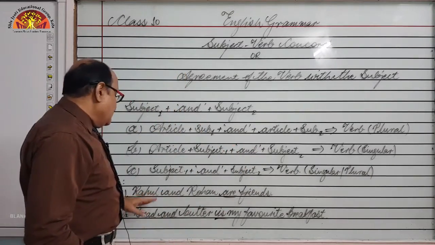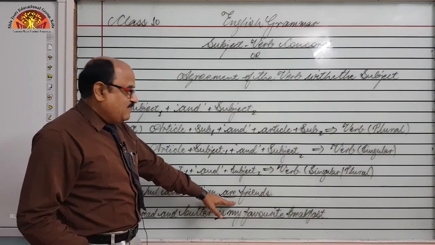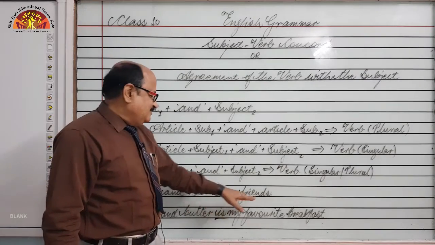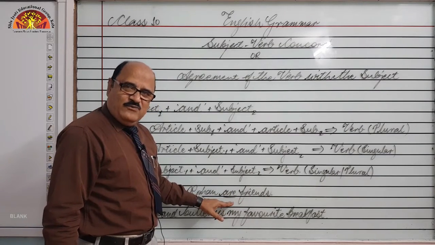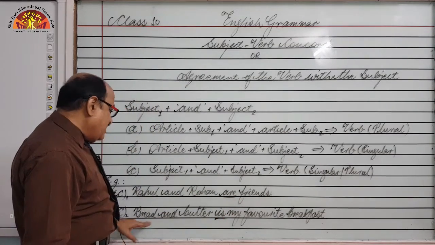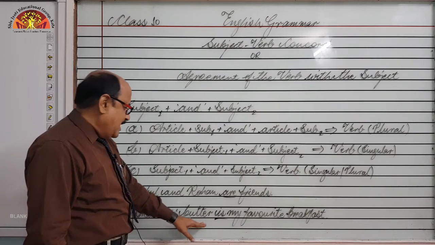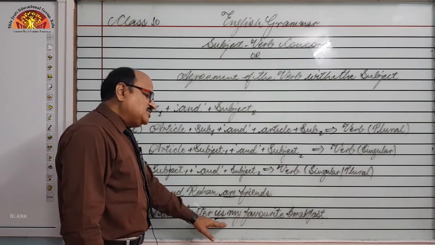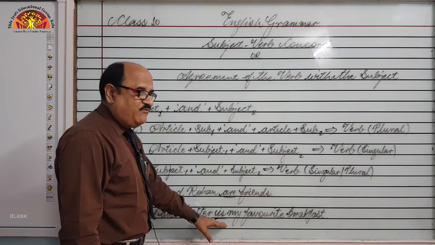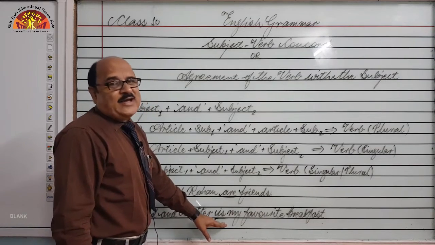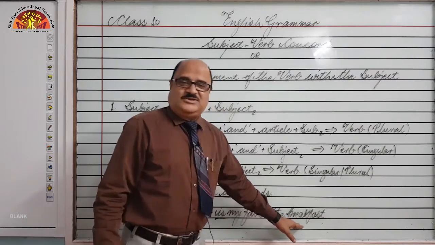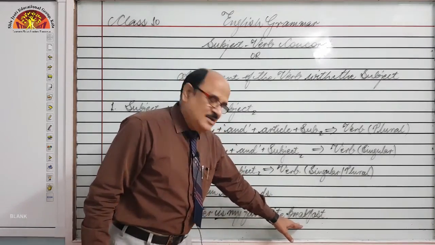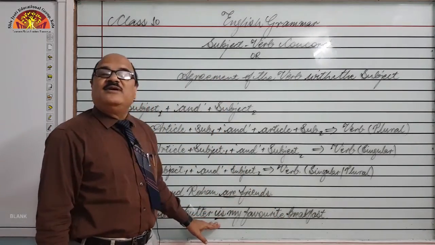Right. So, Rahul and Rohan, suppose this is a blank space. Look at the object. This is plural. That's why we have used the plural verb. Right. Bread and butter, no article and a blank space is there. In that case, just switch to the object and decide whether the object is singular or plural, and accordingly you fill in the verb. So, my favorite breakfast. Breakfast is singular. Right. So, this is a singular verb.